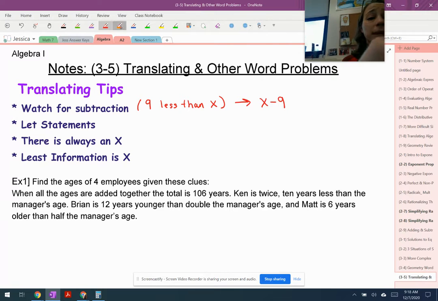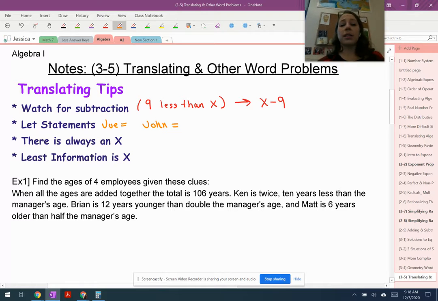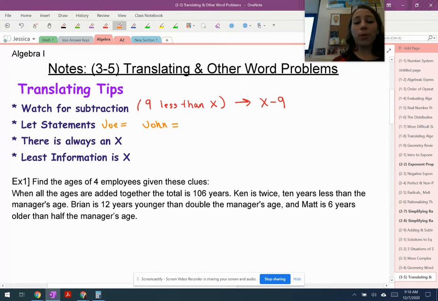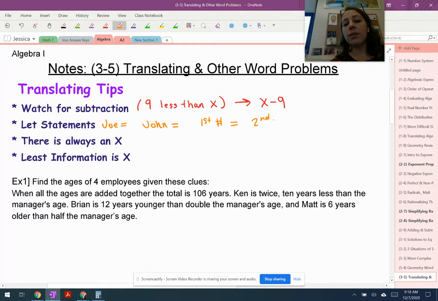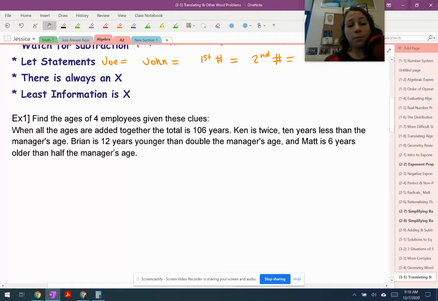Let statements. Make sure you're using let statements. Joe equals, John equals. It's going to keep things a little bit more organized. First number equals, second number equals, those kind of let statements.